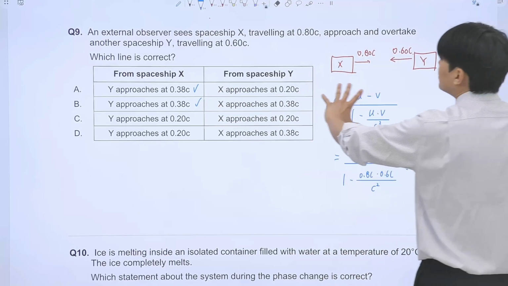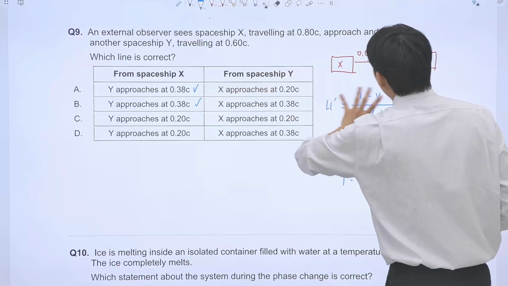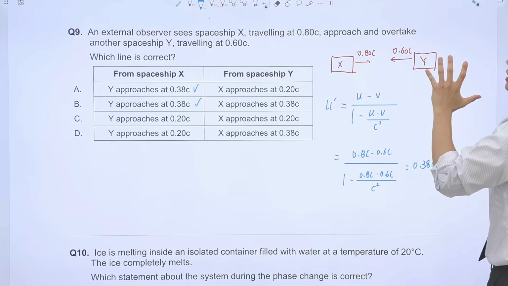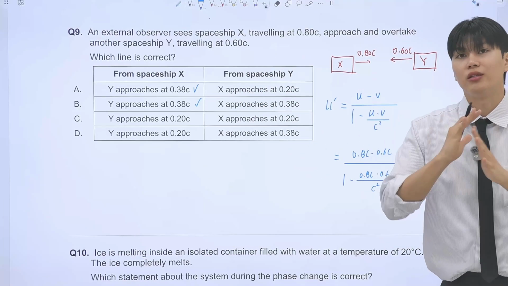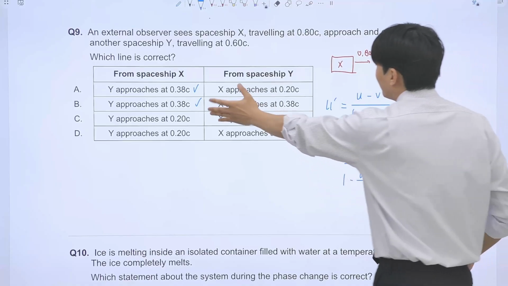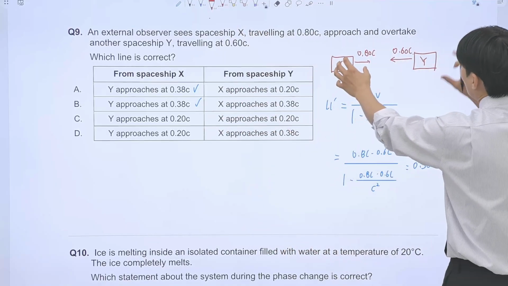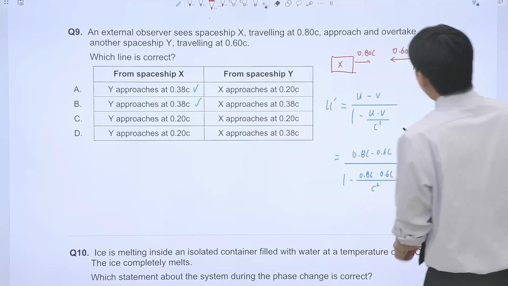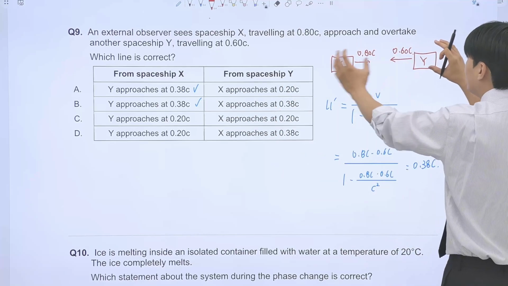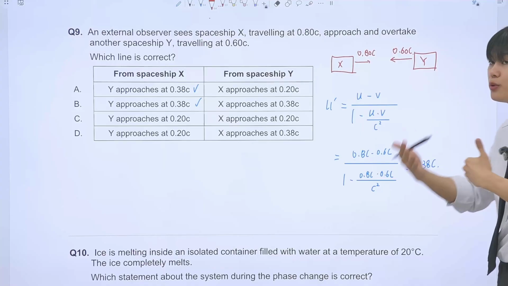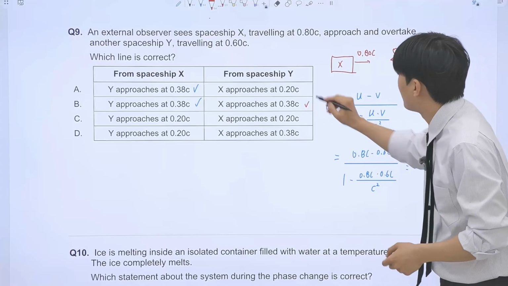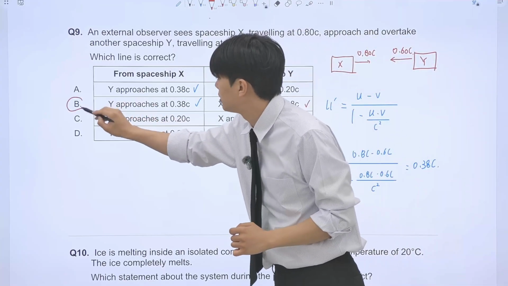And how about the other one? From spaceship Y, the X approach is something like that, right? In relativity, everything is relative, okay? They shouldn't have two different numbers for that. So when X sees Y approaching at that speed, then Y sees X approaching at the same speed, but in the opposite direction, okay? They must have the same number here, so B is the answer.